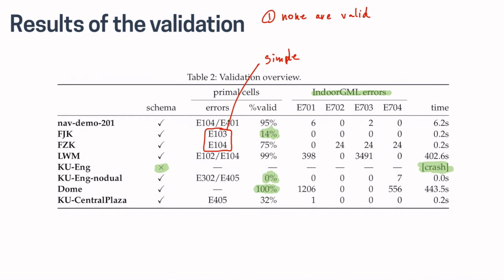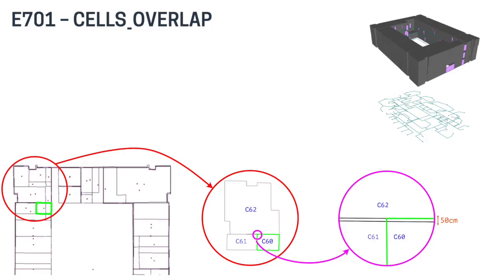Then if we look at the IndoorGML errors, we can see that again, all the files contain errors. Only one file has one error, but a lot of them have several errors. Some of them, for example, the DOM, while it has 100% of valid primal cells, it has about 1,200 overlaps between these primal cells. A concrete example of the error 701 cell overlap is with the nav demo 201 dataset. This dataset has 6 such errors.